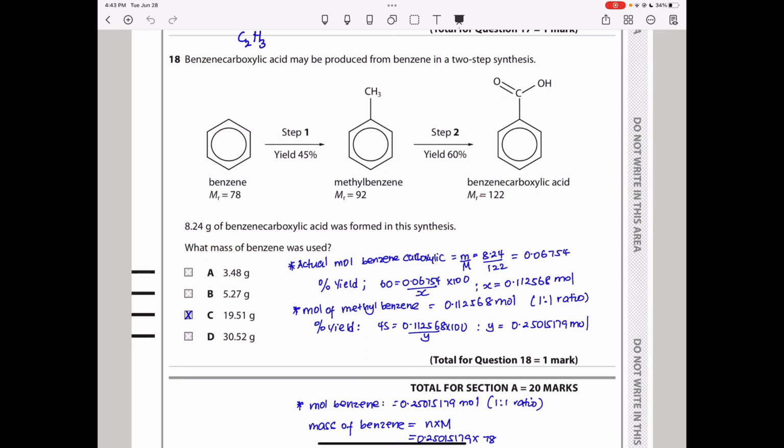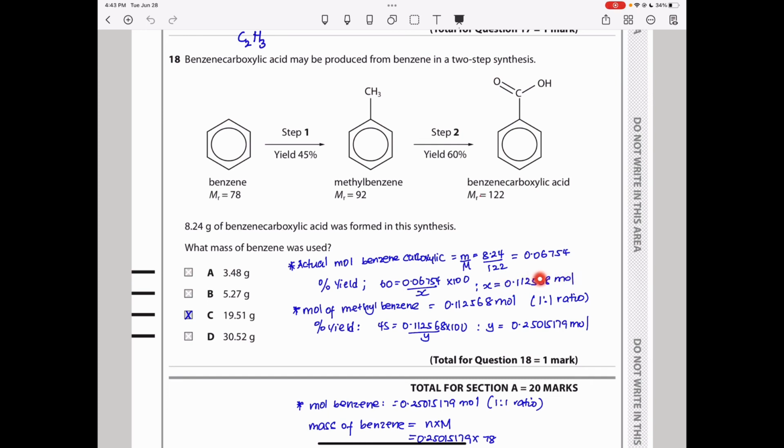So I'm going to use the percentage yield as well as the mass and work backwards. I began by looking at the actual moles of benzene carboxylic acid produced. Since they've told us this is the actual mass, I can find the actual moles, which will be mass over molar mass, which gives us that. Since I know the actual moles and I know the yield, I can find the theoretical yield. I know that percentage yield is equal to actual yield divided by theoretical yield times 100. So I will get the theoretical yield by making X the subject, and it gives me that theoretical yield.